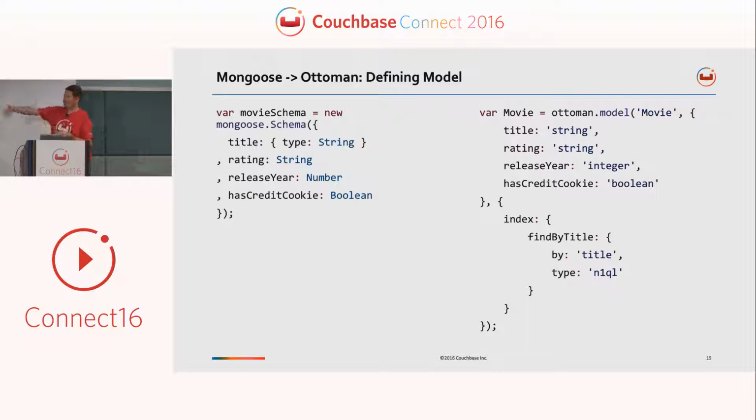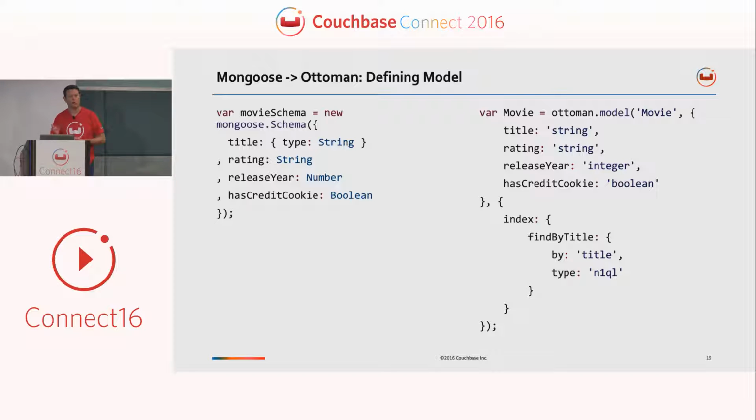Then if you were to take, and I don't know why the formatting was like this on that blog, but I just chose to keep their formatting. So in Mongoose, if you want to define a schema, what they call a schema, in this case I'm creating a new movie schema. And that new movie schema has things like titles, ratings, release years, and whether or not it has a credit cookie. Those are the things that back that. Now in Mongoose, that's actually going to create a collection inside MongoDB.